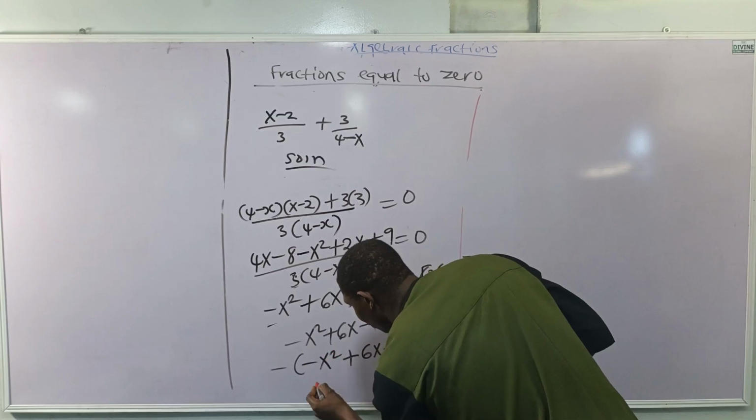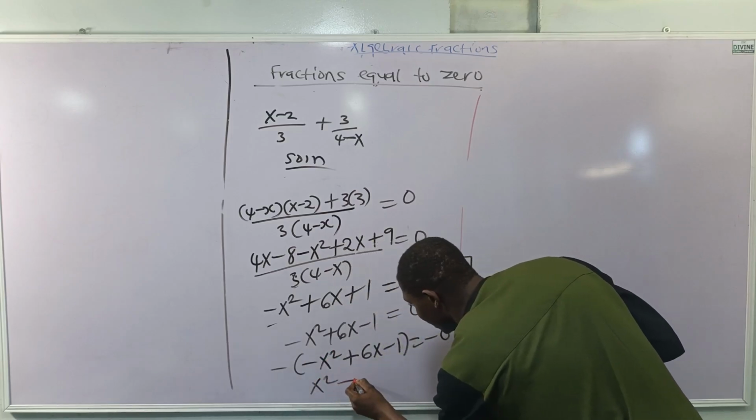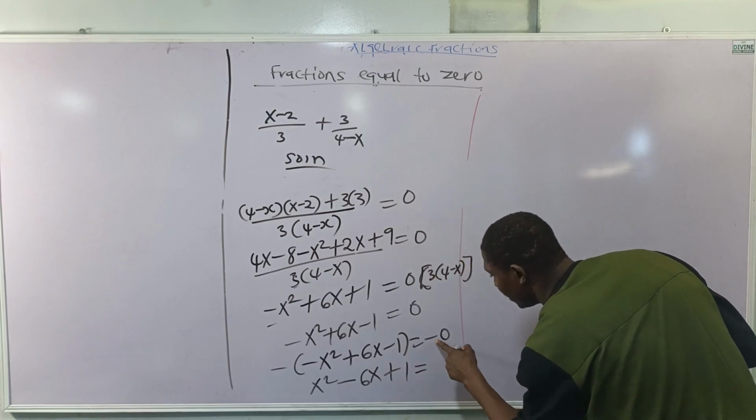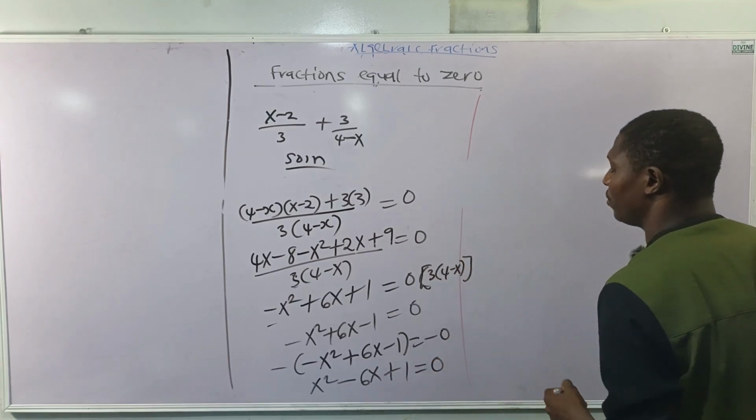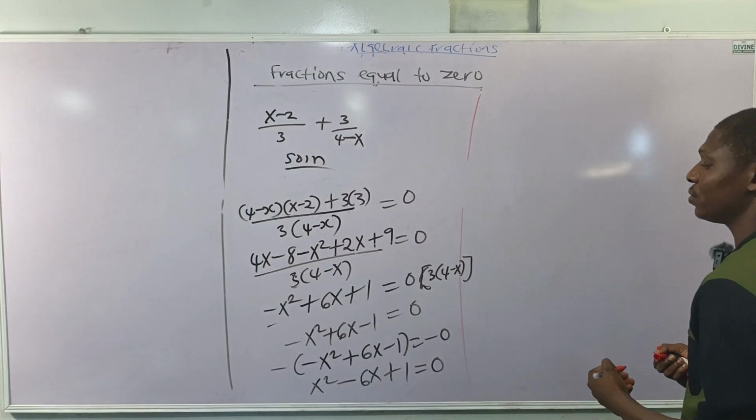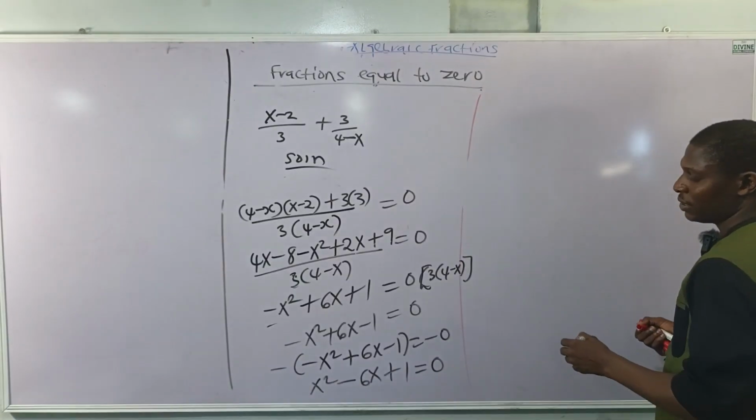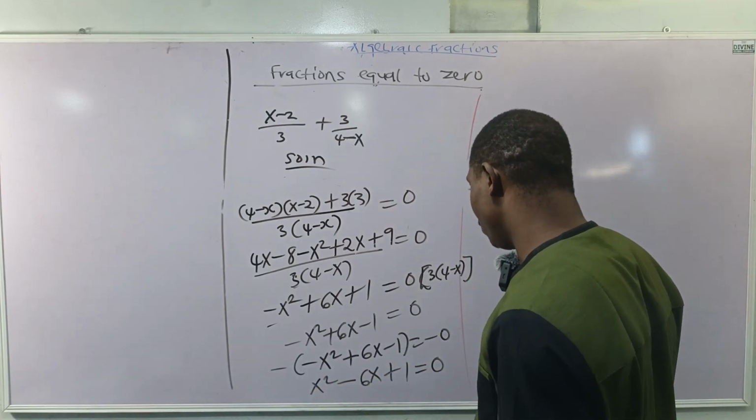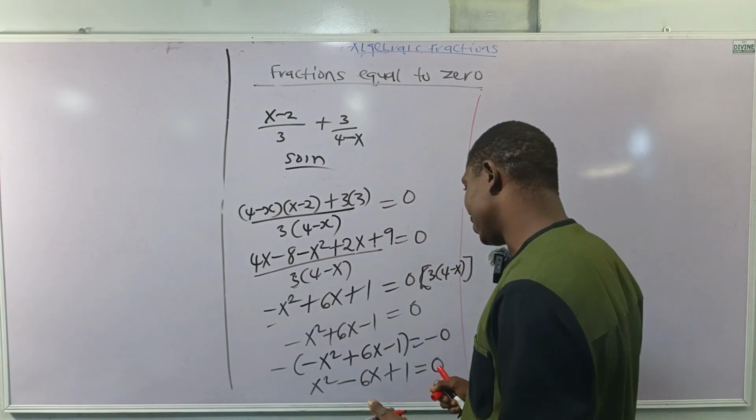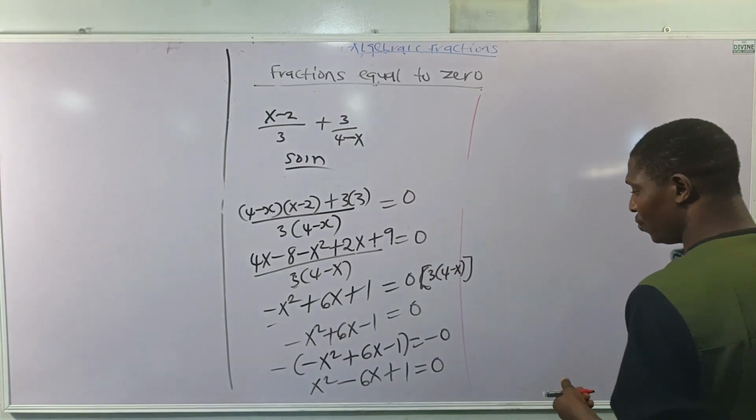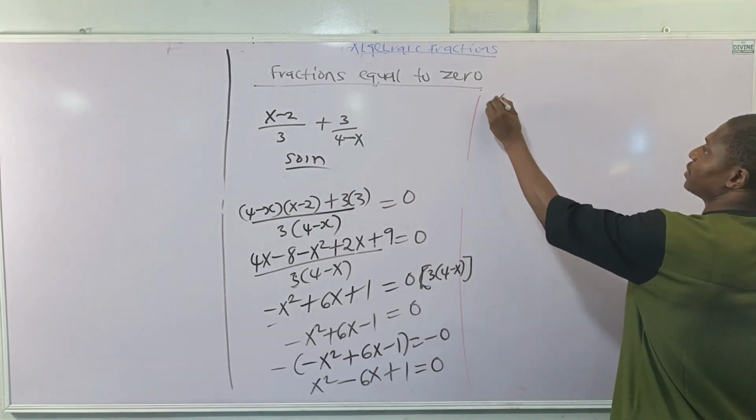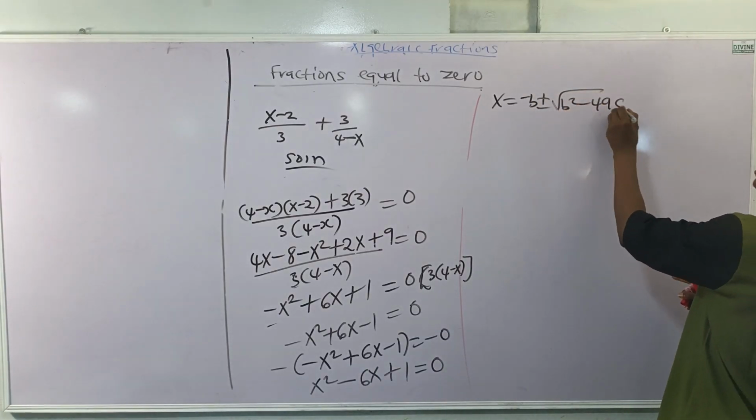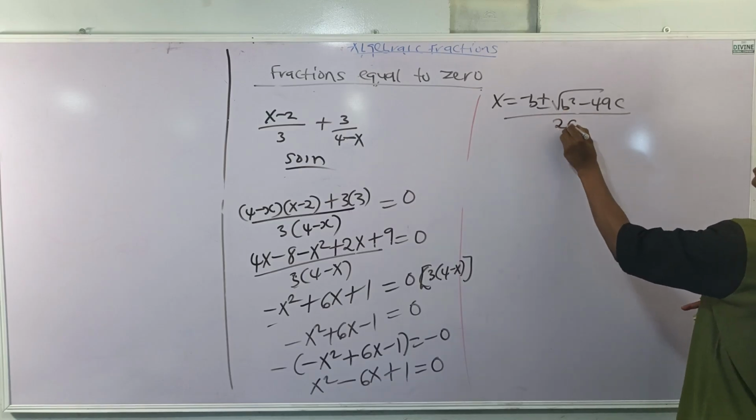So negative negative is positive x squared. Negative positive is negative 6x. Negative positive is negative 1, equal to negative times 0, which will still give me 0. If anything times 0 is 0. So factorize this now. Factorizing this, if I use 1 times 1, I'll have 1. So there is no way I'll use 1 to get minus 6. So this cannot be factorized. So I must use another method. So let's say x is equal to minus b plus or minus the square root of b squared minus 4ac, all divided by 2a.